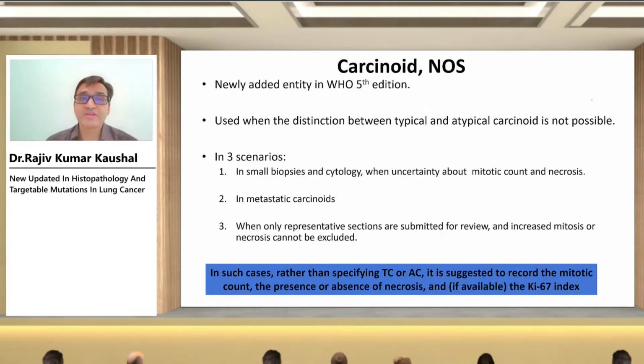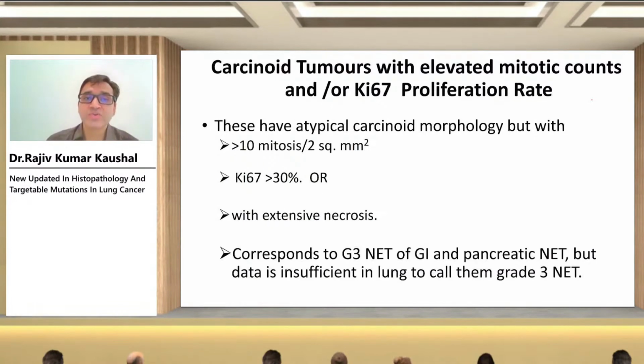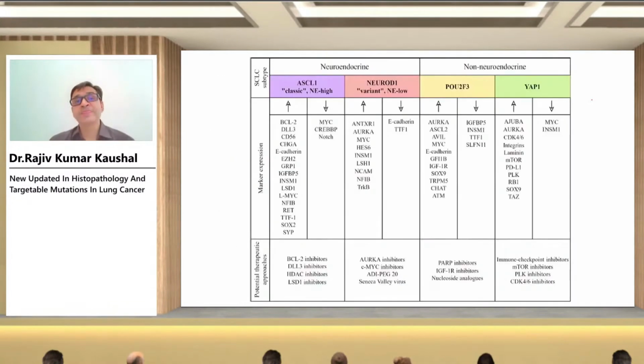Some new entities were also included in the neuroendocrine tumors, like carcinoid NOS. If you are not able to distinguish between atypical and typical, especially on a small biopsy specimen, you can use the terminology carcinoid NOS. And carcinoid tumor with elevated mitotic activity and proliferation: if the morphology still fits with the atypical carcinoid, you can use this terminology.